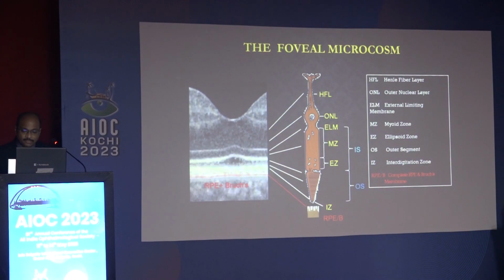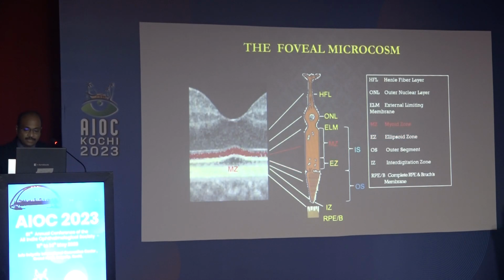Just to let you know, this is your interdigitation zone out there, which is the tip of the photoreceptor. This is the outer segment, and this is that conical area. Because all the photoreceptors are bunched in the foveal area, this is thick out here. And beyond this is your ellipsoid zone, at the junction of the outer segment and inner segment.